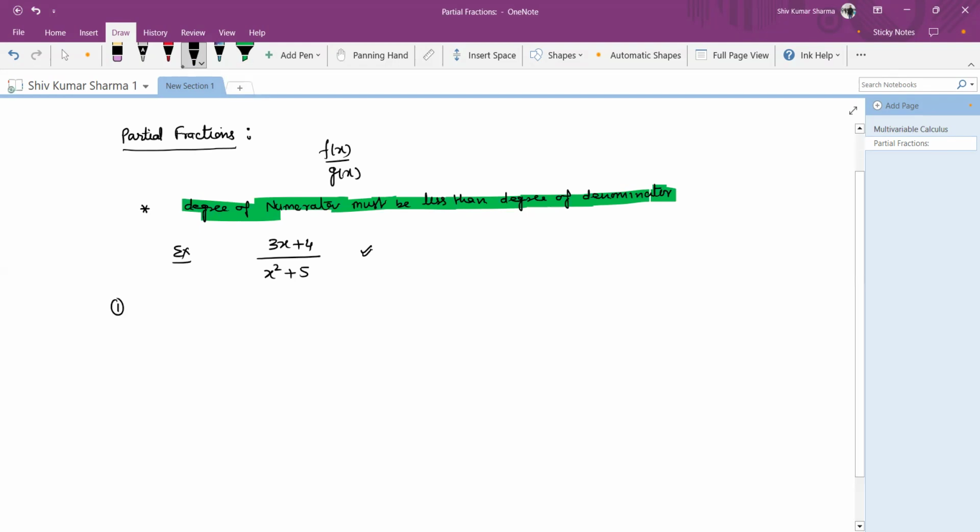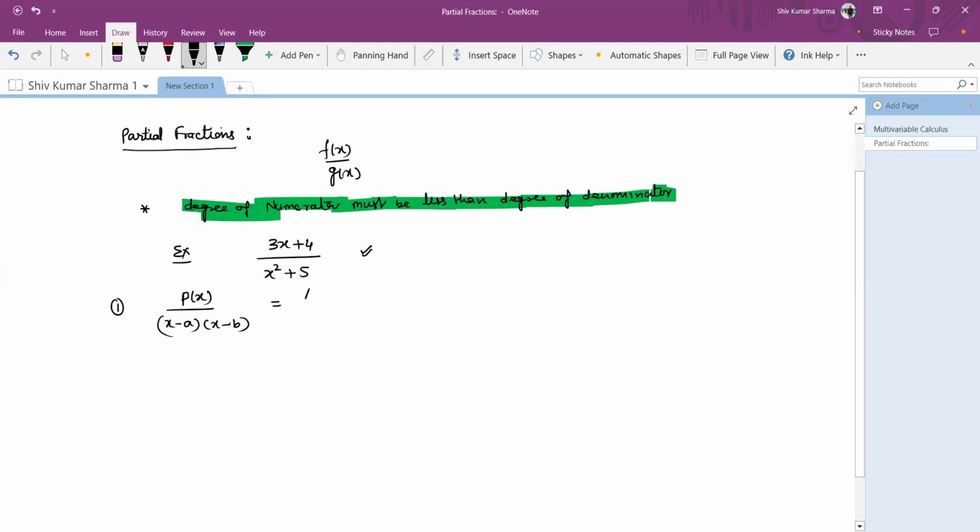We use partial fractions in various places, for example in calculus, when we are differentiating or finding the nth derivative. So the first rule is: when the function is given in the form p(x) upon (x minus a)(x minus b), we already have the factors, so we write down the partial fraction.